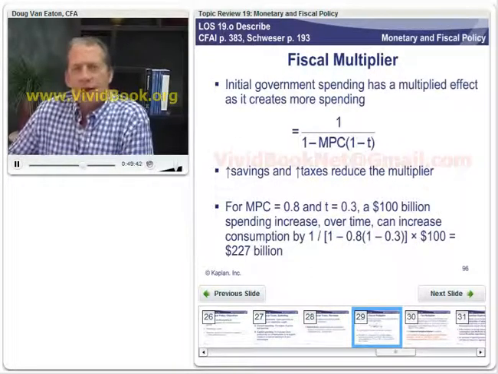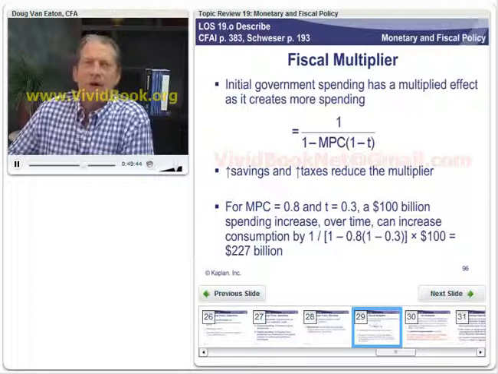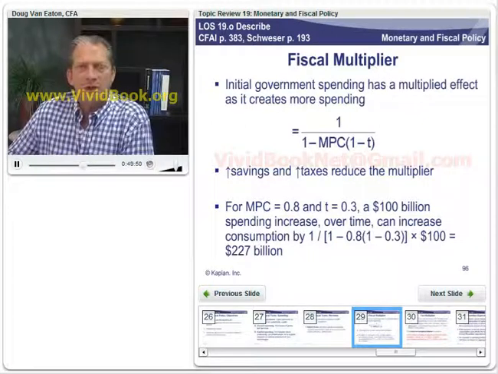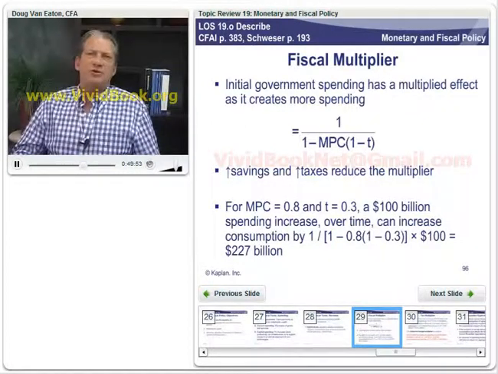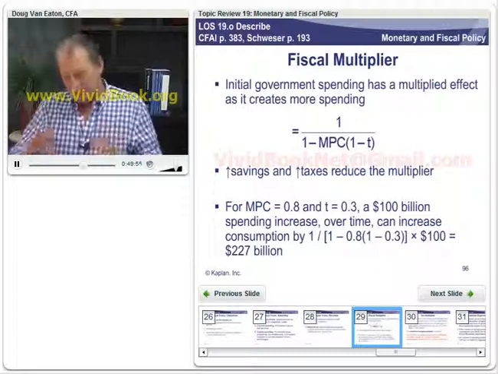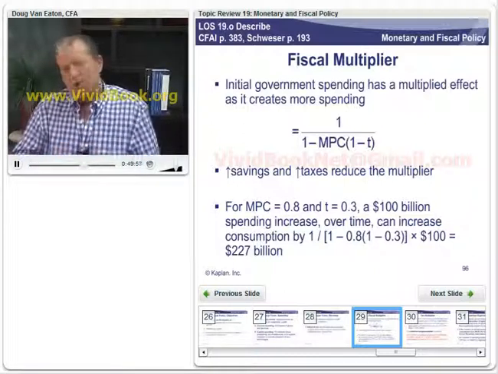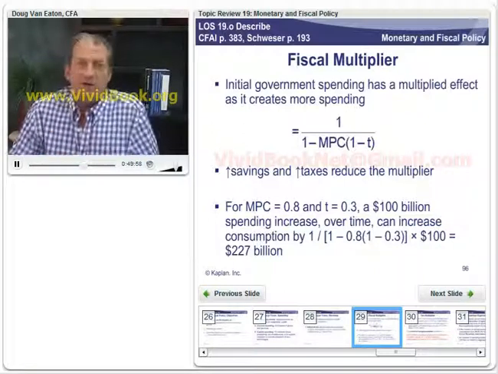So, we had the potential multiplier for the banking system. Now we're going to talk about a fiscal multiplier. The idea of this fiscal multiplier is if the government goes out and they say, okay, we're going to build a new army base in this region.